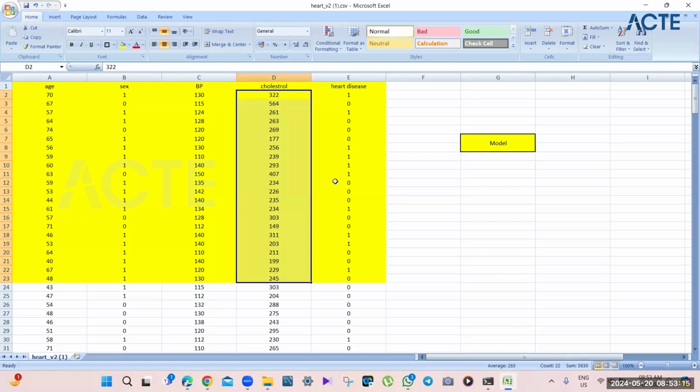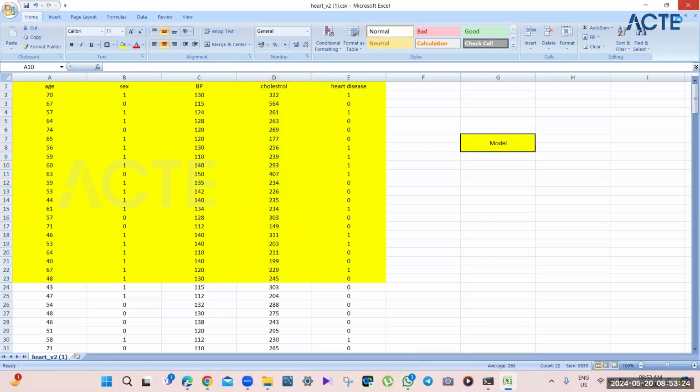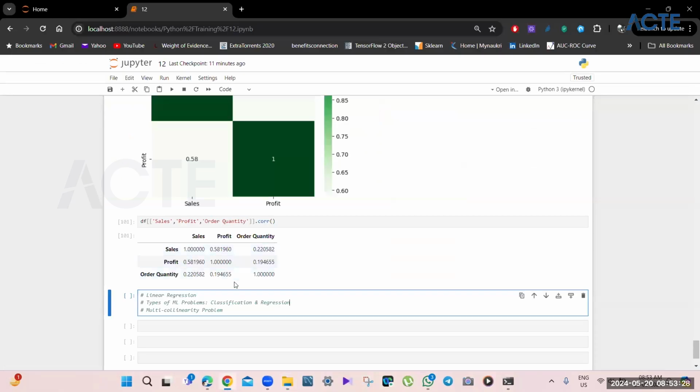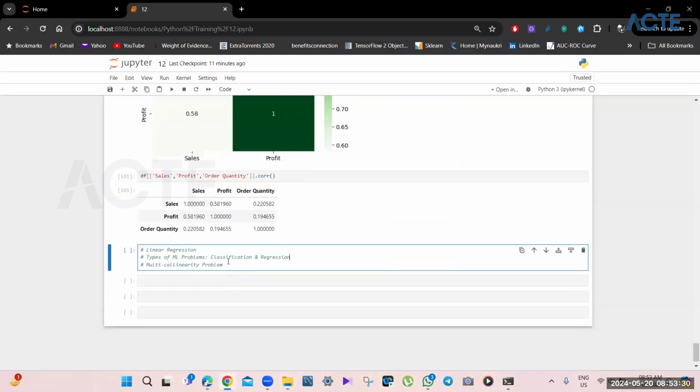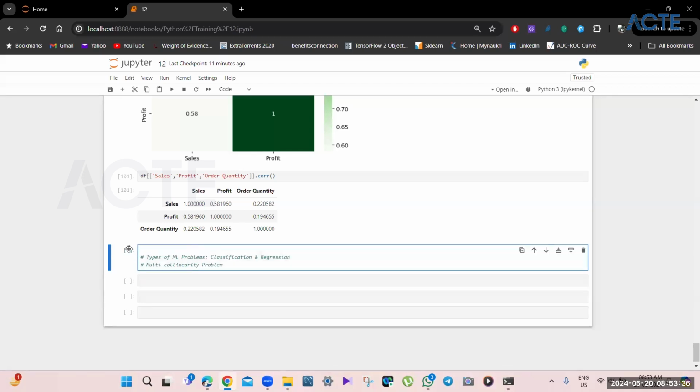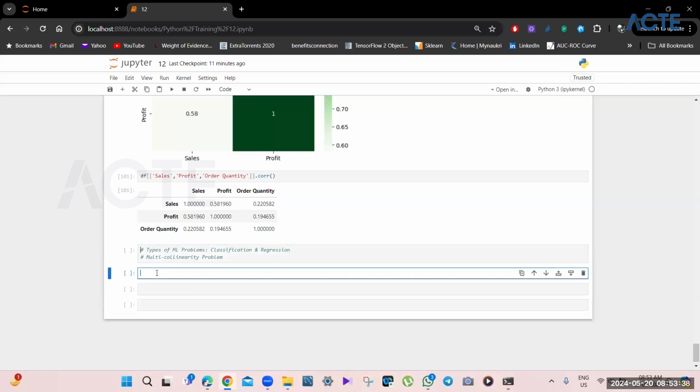Getting confused? No problem. Okay, all right. So that is the main thing. So that is the classification and regression. Now, classification we will come later. For now, start with the regression problem.